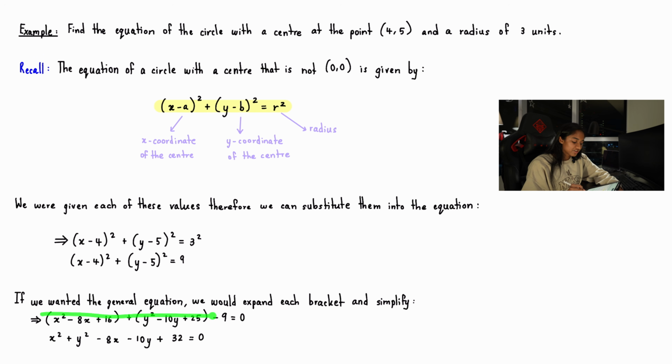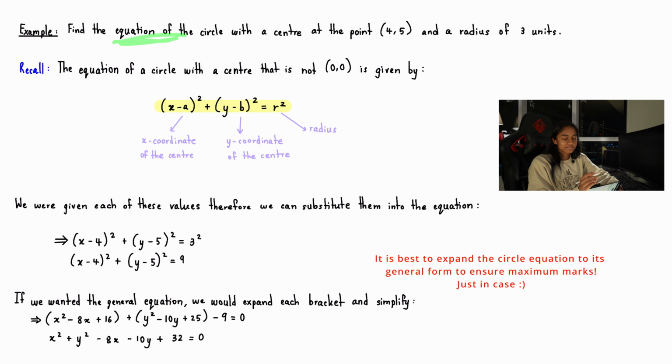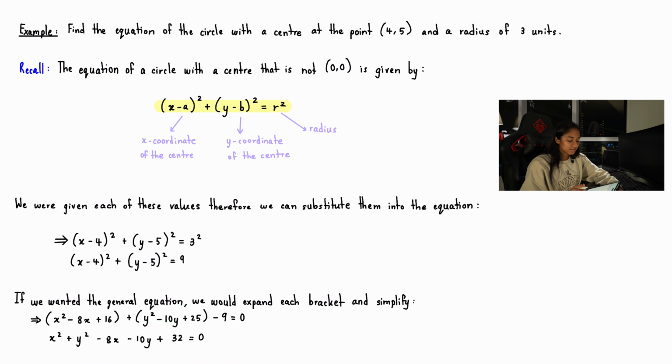So if we wanted the general equation, we would expand each bracket and then simplify. Okay? So it just said find the equation, and then say find the general equation, so we didn't have to do that. But this could pass for that. But if we wanted to, we would just expand it. So it's very, very simple.